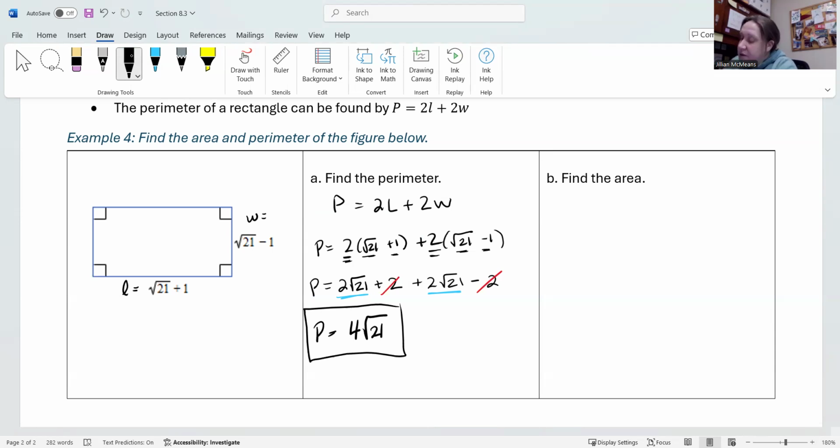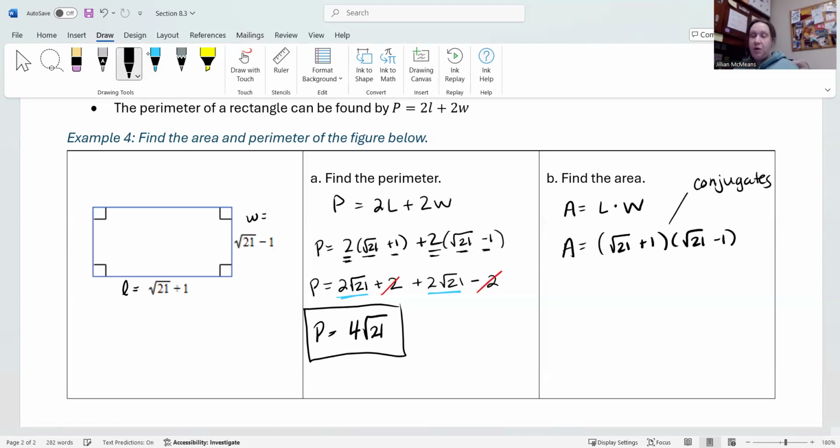Okay. Now, when it comes to finding area, area is length times width. So for us, area is going to be the square root of 21 plus 1 times the square root of 21 minus 1, that being the width and then the length, or the length first and then the width. All right. And if you notice here, we have conjugates. I have the exact same terms, but in one case I'm adding, in the second case I'm subtracting. So we can take that conjugate shortcut. The conjugate shortcut, instead of having to do the full FOIL method, we can just multiply the first terms and then we can multiply the last terms and then simplify.